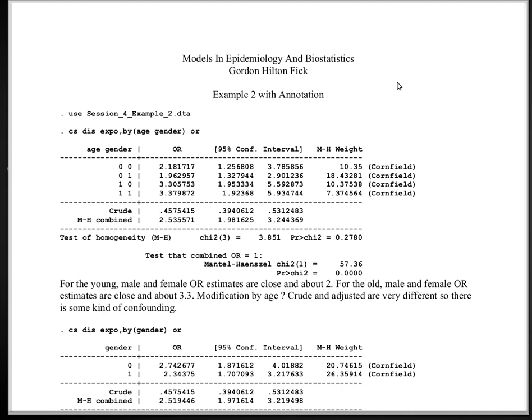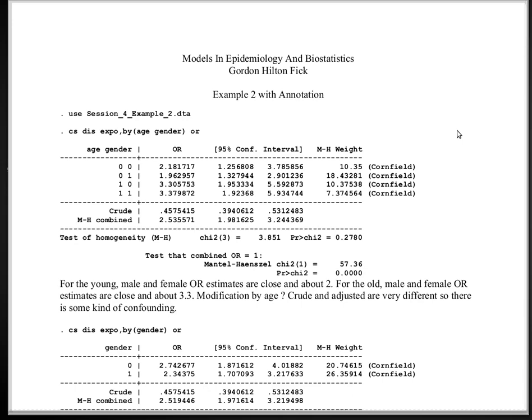On the other hand, you might say the homogeneity test is not statistically significant here. And so you might say, let's compare the adjusted with the crude, and if we do so, we see what appears to be confounding. It's a big difference here, isn't it? The difference between 2.5 and 0.46. Well, they're pretty different. The crude and adjusted are very different.